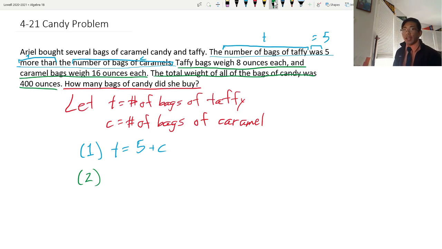Taffy bags weigh 8 ounces each, and the caramel bags weigh 16 ounces each. And we know that the total weight of all the bags of candy is 400 ounces. Okay, so I like to think of this one a little bit backwards. So the total weight of all the bags of candy is 400. So let's think about this. Well, first off, we have 400 here, and then "was," just like before, signifies an equal sign, so I'm going to say equals 400 here to start.